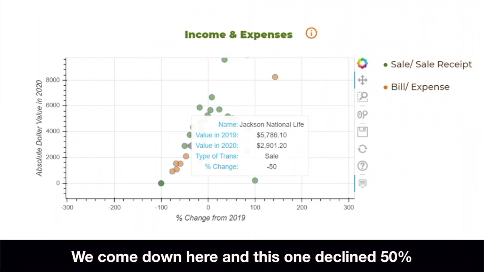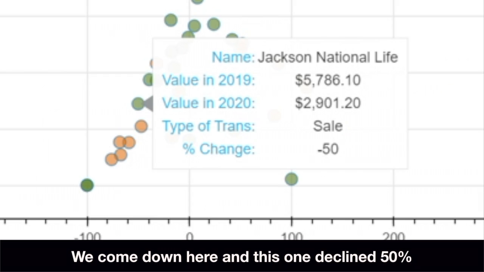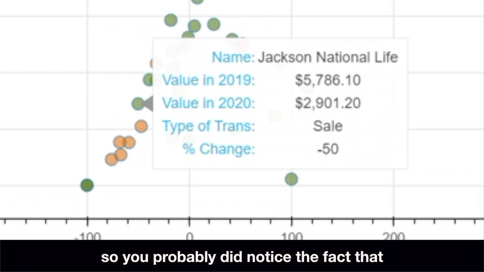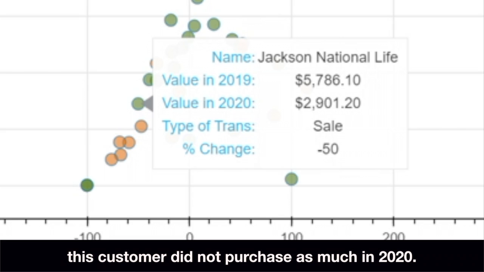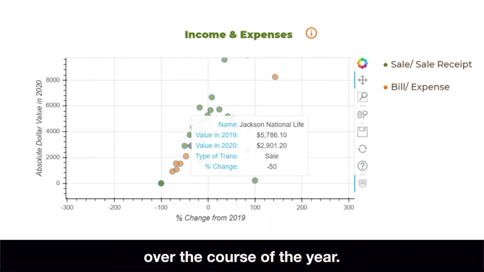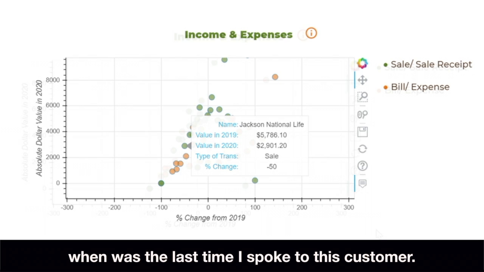We come down here, and this one declined 50%. So you probably did notice the fact that this customer did not purchase as much in 2020. Again, think about what happened over the course of the year. Think about what's the story. Where are they now? When was the last time I spoke to this customer?